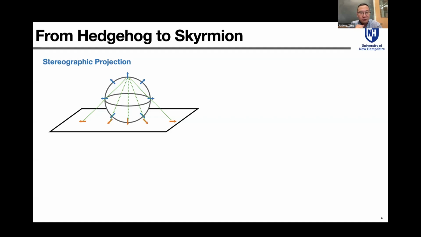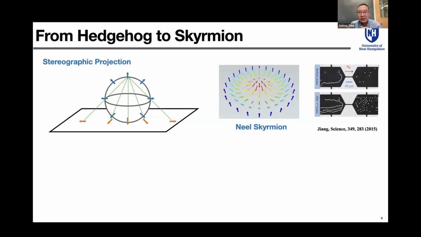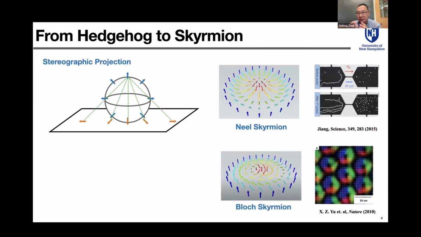If you give the spin at this intersection to that on the 2D plane, as if you project the hedgehog configuration onto a 2D plane, what you get is the Néel skyrmion, and this Néel skyrmion has been discussed a lot in magnetic multilayers. But if we rotate all the spins about the z-axis by an angle of 90 degrees, you get a Bloch skyrmion, and that has been observed in some bulk materials, the chiral magnets.